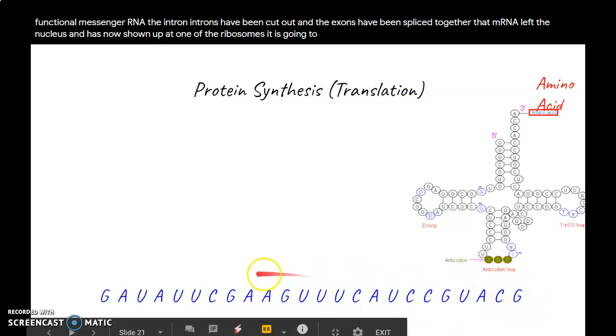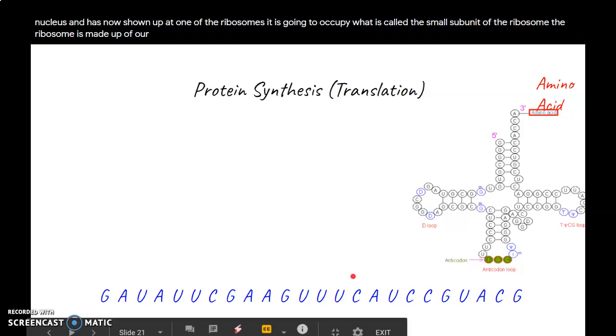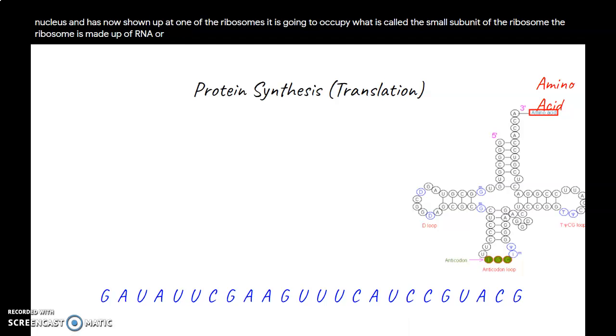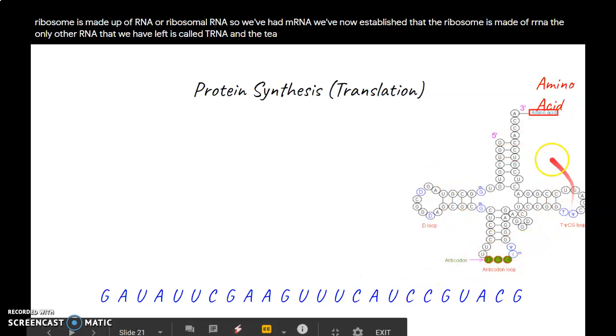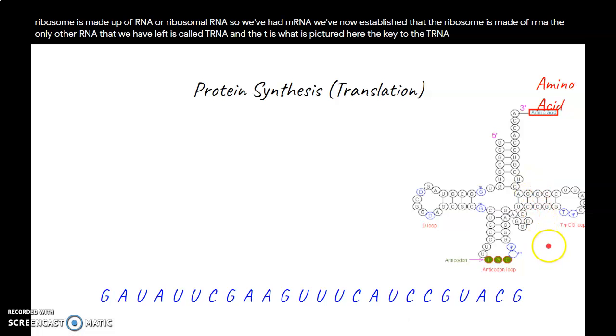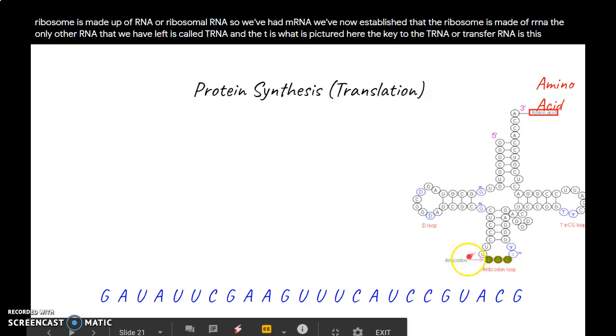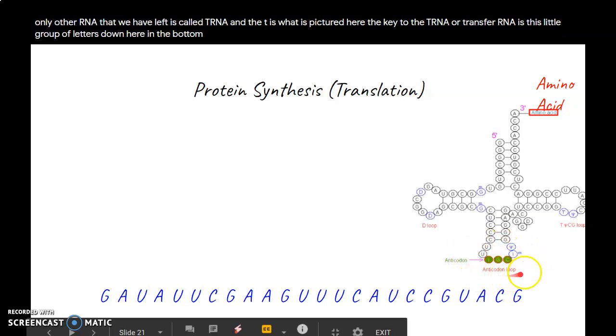It is going to occupy what is called the small subunit of the ribosome. The ribosome is made up of rRNA, or ribosomal RNA. So we've had mRNA. We've now established that the ribosome is made of rRNA. The only other RNA that we have left is called tRNA, and the T is what is pictured here. The key to the tRNA, or transfer RNA, is this little group of letters down here in the bottom.